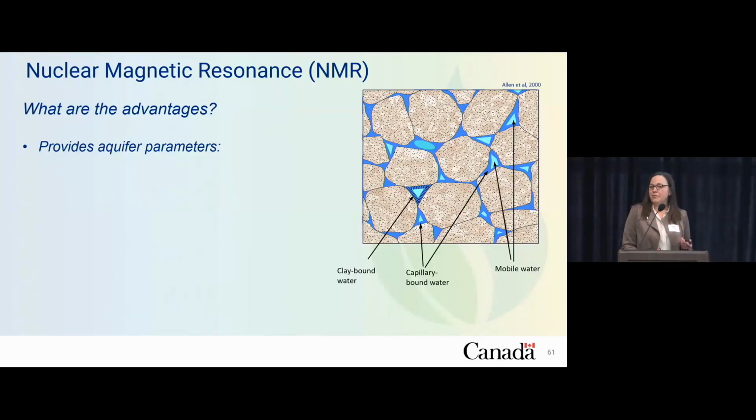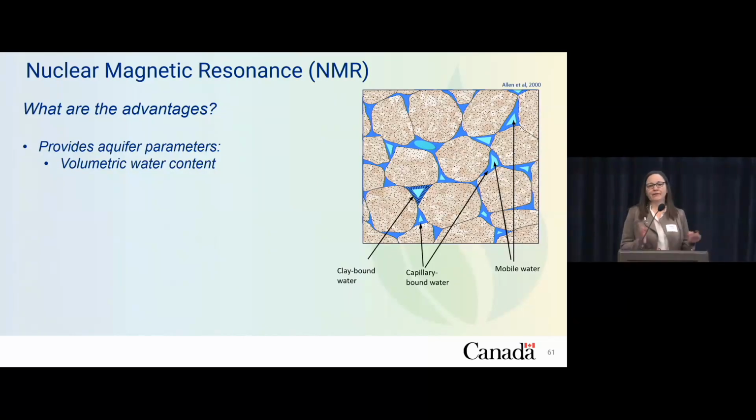Now, I think maybe also most important to us in the hydrogeological world is that this tool provides us with needed aquifer parameters. So not only does it provide us with total porosity or volumetric water content, but it also provides us with a discernment of the different styles of porosity that we find in the material we're logging.